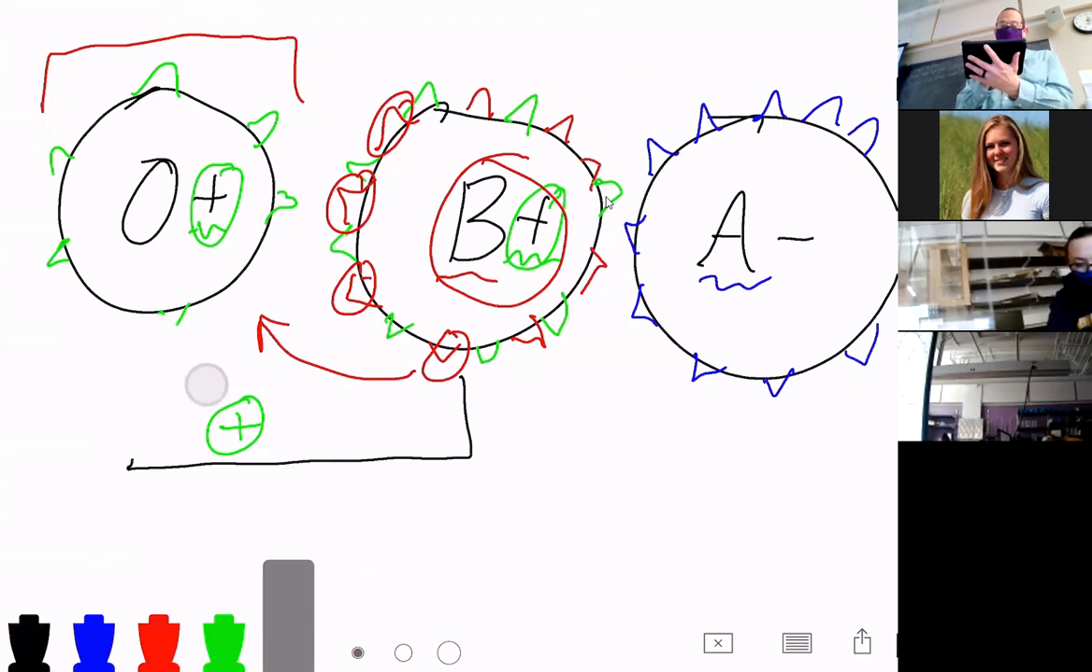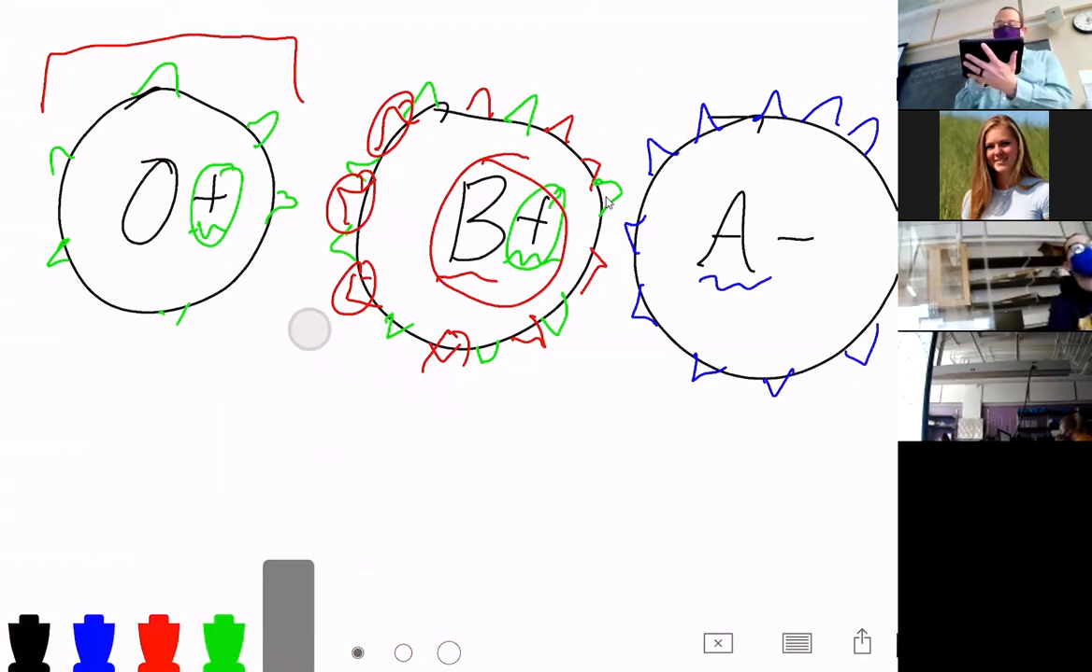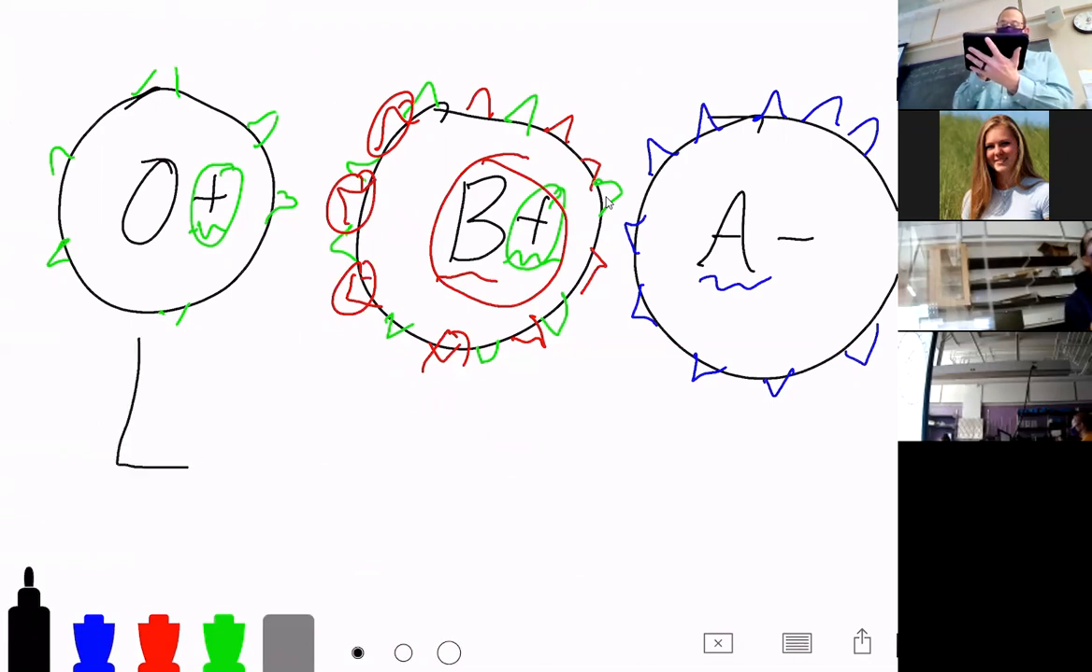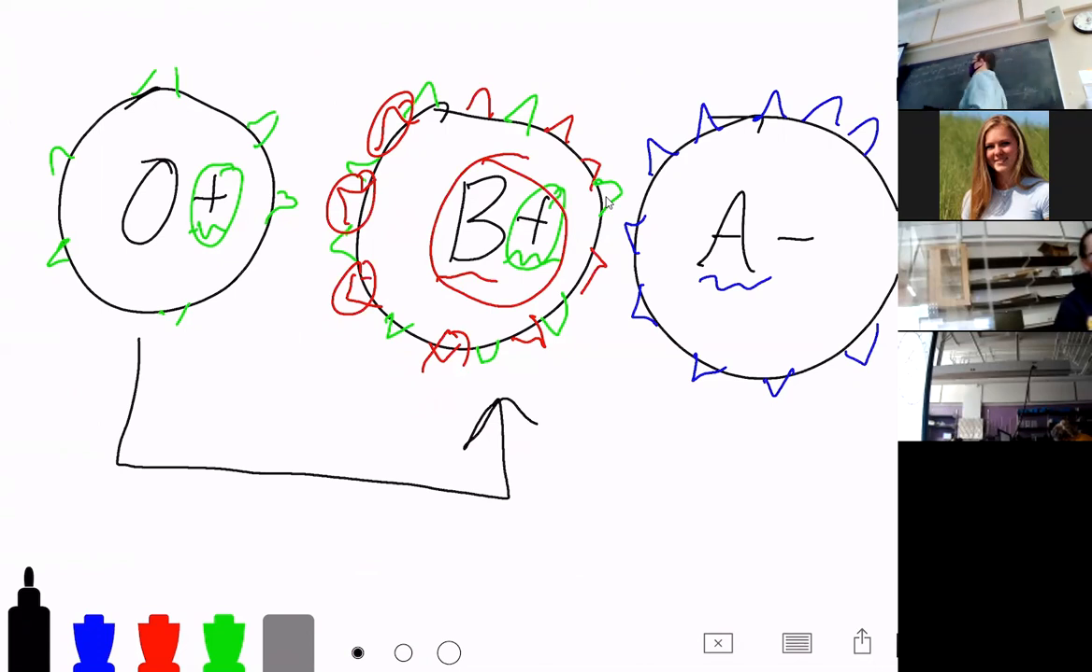So let's change this up a little bit though and go the opposite direction. Now the O positive person is giving their blood to the B positive person. Does the B positive person's immune system recognize everything that the O positive person is throwing at them, right?